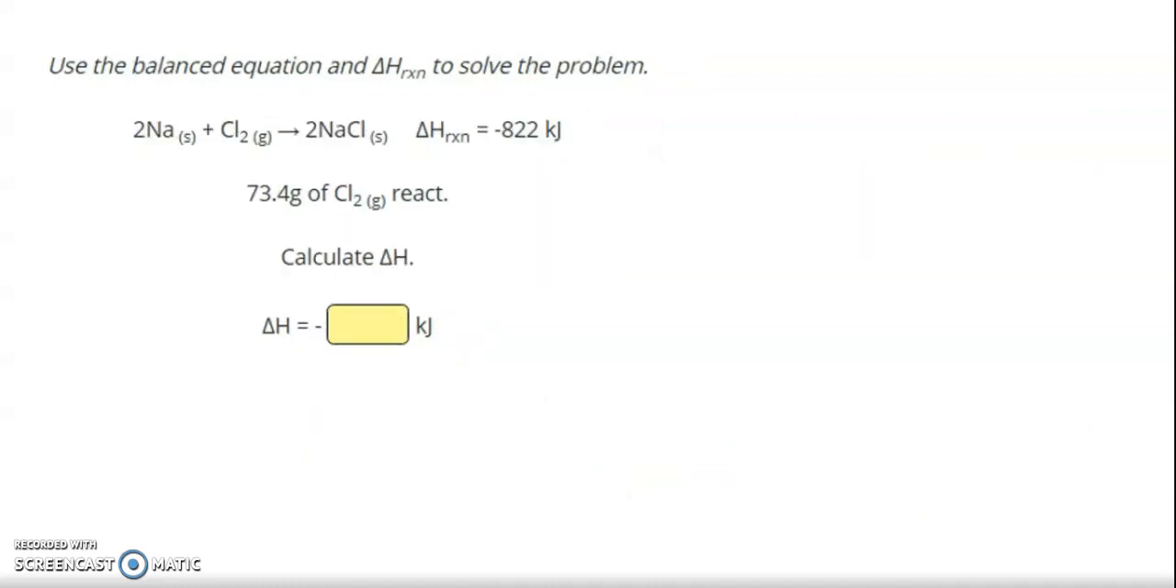For this problem, we also have a balanced equation. We have delta H for the reaction. But this time we have 73.4 grams of Cl2 reacting. We're still going to use our mole ratios, our delta H. We're using Cl2. So we'll see that 1 mole Cl2 releases 822 kilojoules.